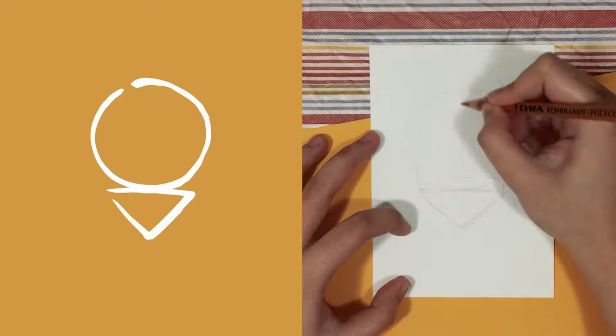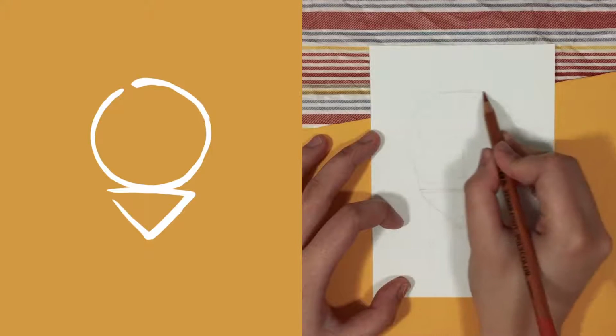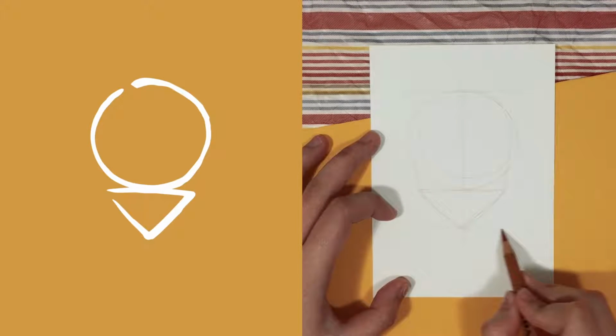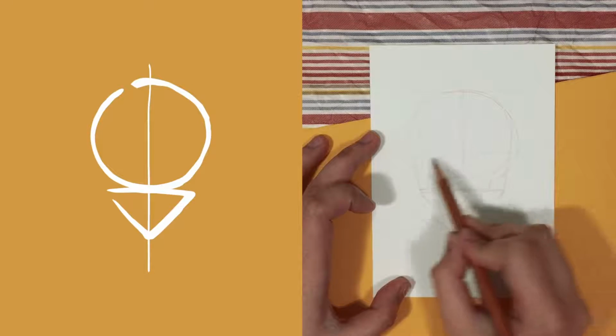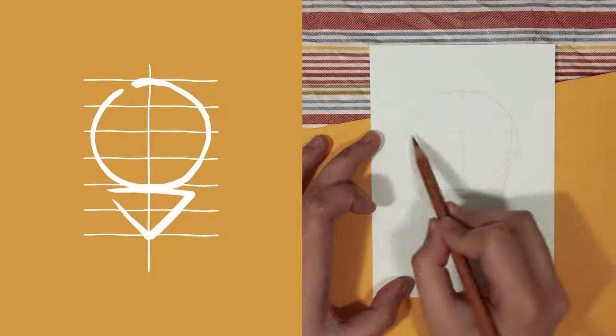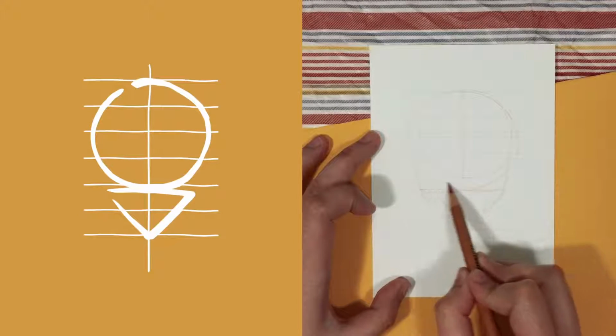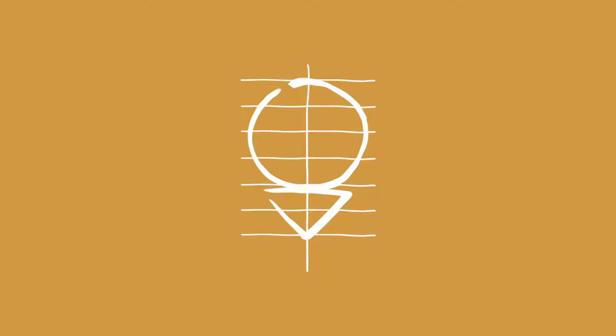Now that we have the basic head shape, let's add in the guidelines for the facial proportions, which is the ratio that I like to use. So let's start by dividing the head into 2 vertical sections and 6 horizontal sections so that we end up with a total of 7 horizontal lines. And I've named each line as line 1, 2, 3, and so on so that it's easier to explain.